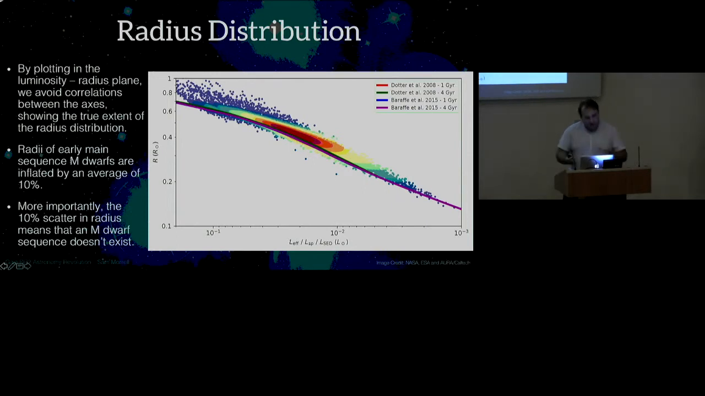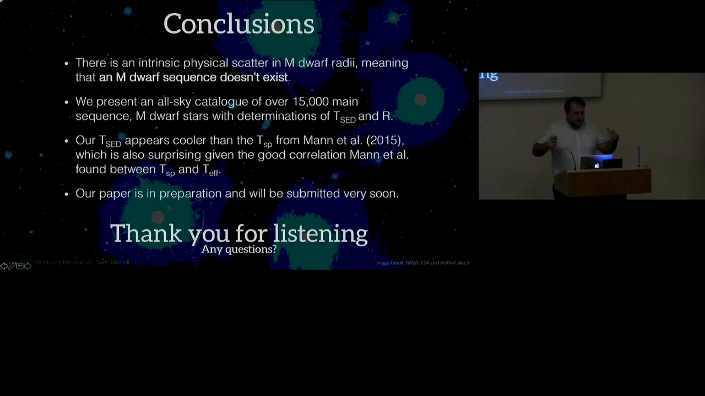So, by that, I mean that if a stellar physicist said, could you take my mass and give me a radius, or even an exoplanet person said, take my effective temperature and give me a radius, I simply couldn't because they're degenerate. Okay? So, in conclusion, we've shown that there is an intrinsic physical scatter in M-dwarf radii, meaning that an M-dwarf sequence doesn't exist. We've also presented an all-sky catalogue of 15,000 main sequence M-dwarf stars with determinations of temperature and radius, which we've used to do it.